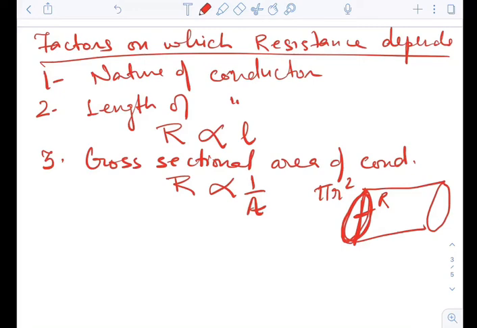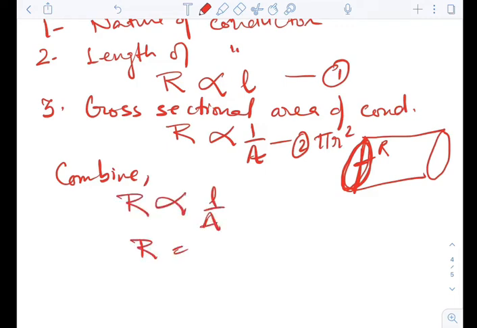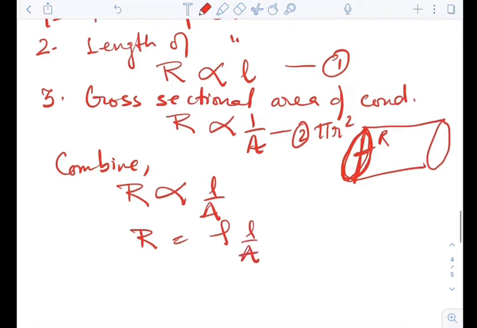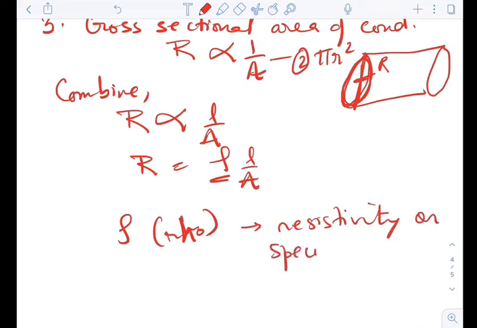If I combine both these equations, taking this as equation number 1 and this as equation number 2, I am left with R proportional to L by A, or R is equal to rho L by A, where this symbol is known as rho, and it is another constant called resistivity or specific resistance.